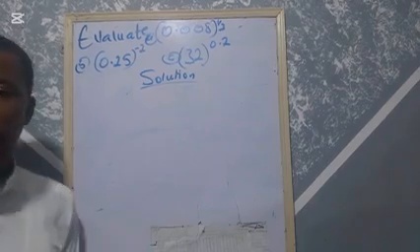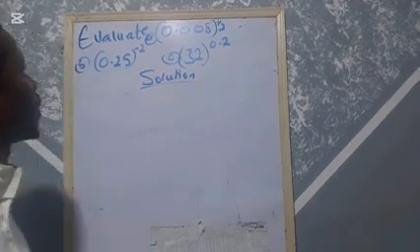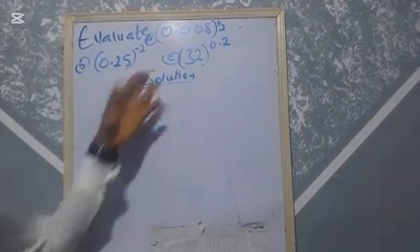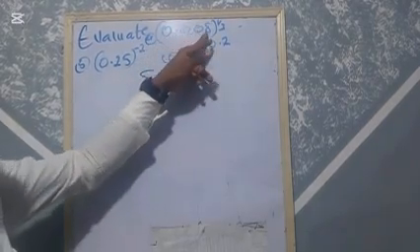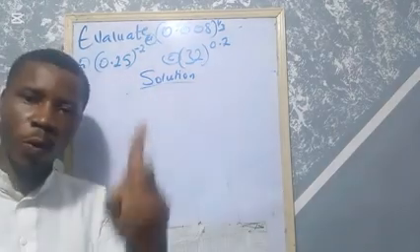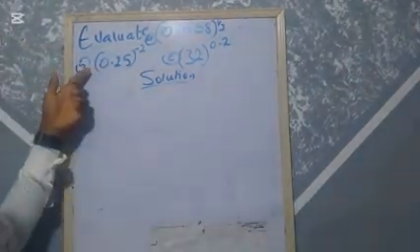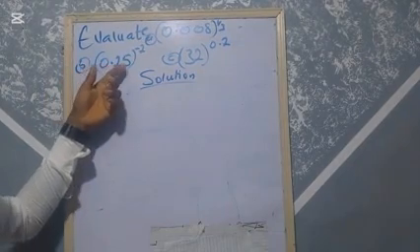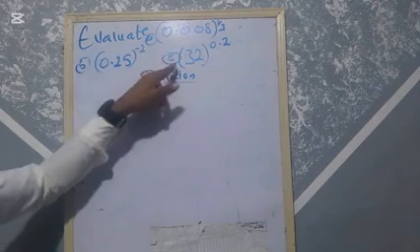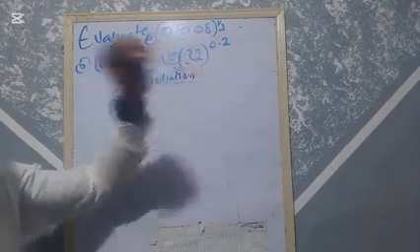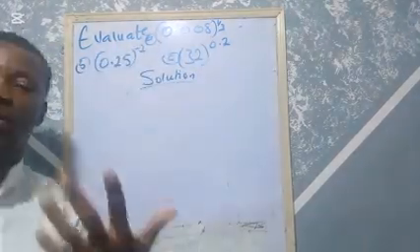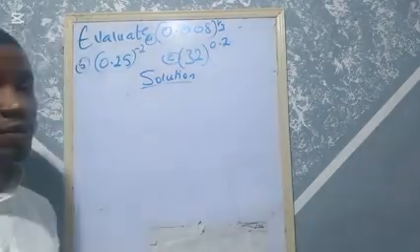Yes. Look at this other example before us. We are expected to evaluate 0.008 all raised to the power of 1 over 3. We are also expected to evaluate B, 0.25 all raised to the power of minus 2, and C, 32 raised to the power 0.2. How are we going to evaluate this? Please pay attention. It's very simple, okay?